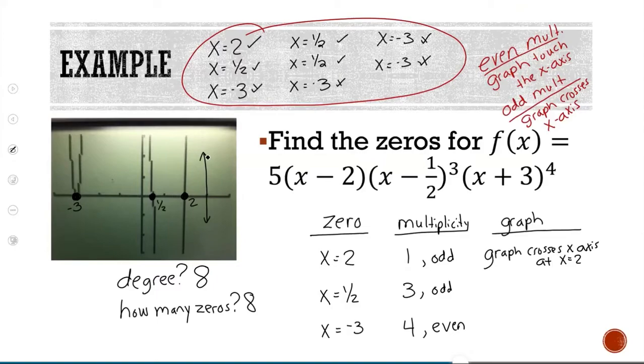The next one is also odd. So that means, again, that the graph crosses the x-axis at the 0. So at 1/2, it should also cross, which I can see that it does. And then at the -3, because that's an even multiplicity, the graph should touch the x-axis, not cross it, but touch it and then turn around and go back up.